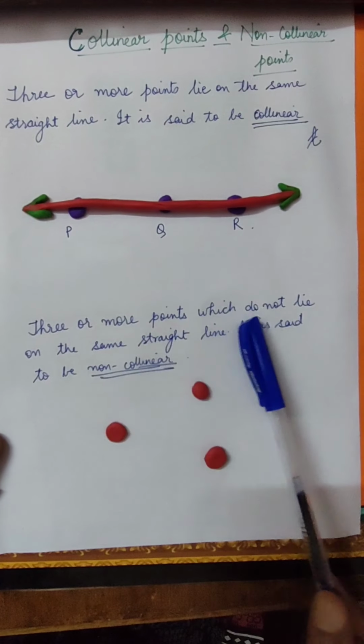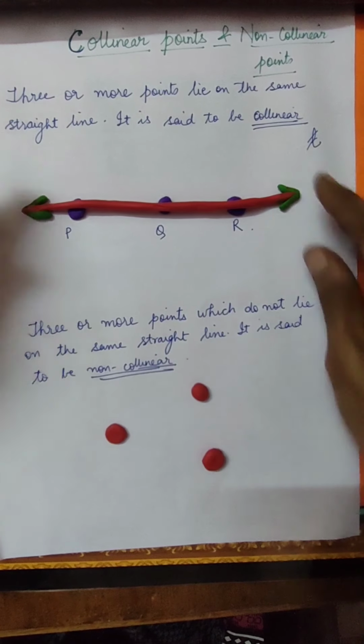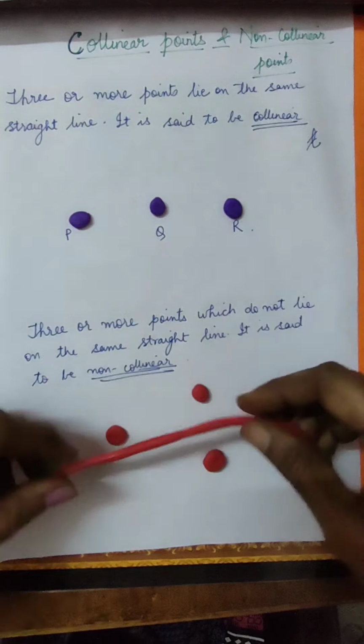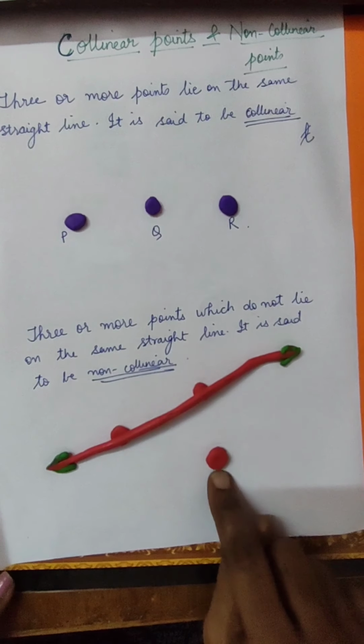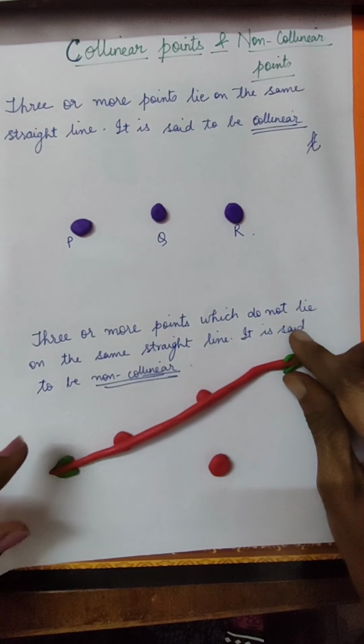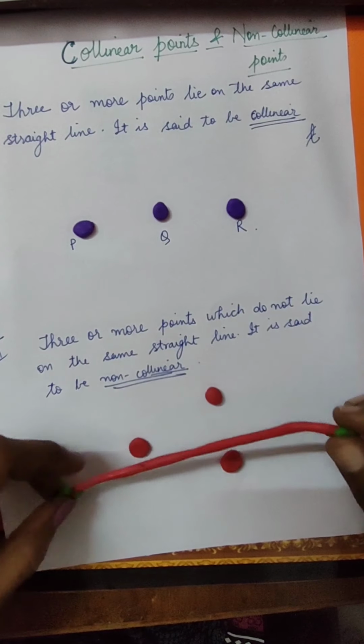3 or more points which do not lie on the same straight line. Yes, because I am trying with this one. If I try it, they won't lie on the same straight line. This one is not able to be on this particular line. So that's the reason it is not touching that line. So therefore it is non-collinear.